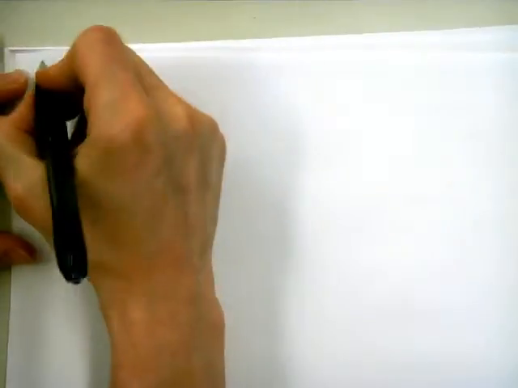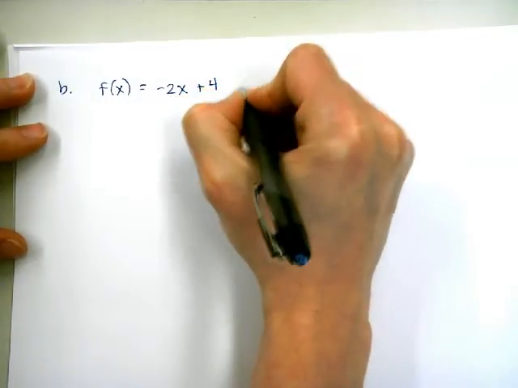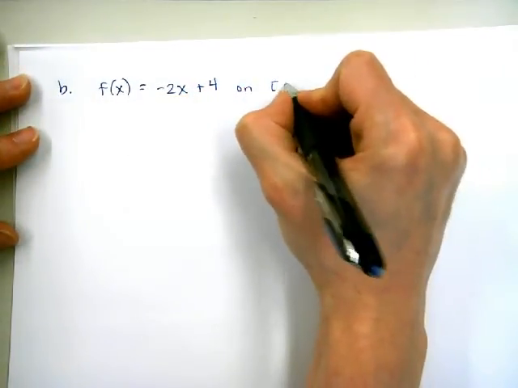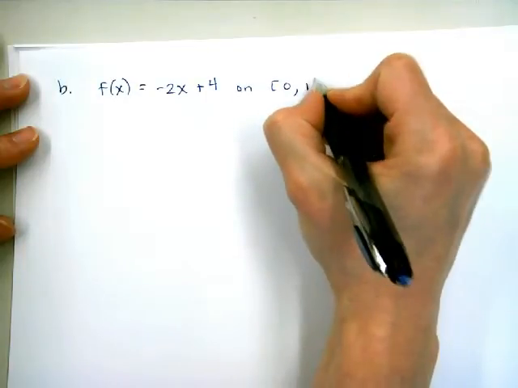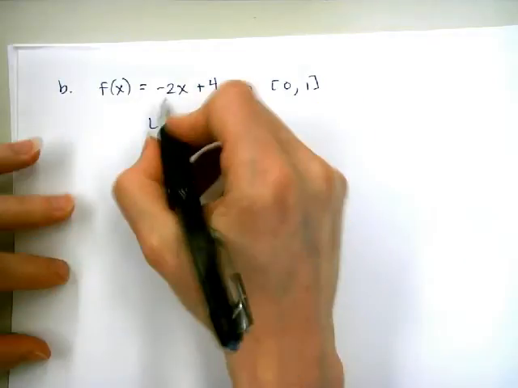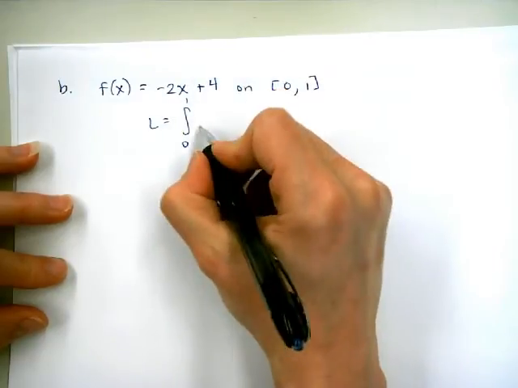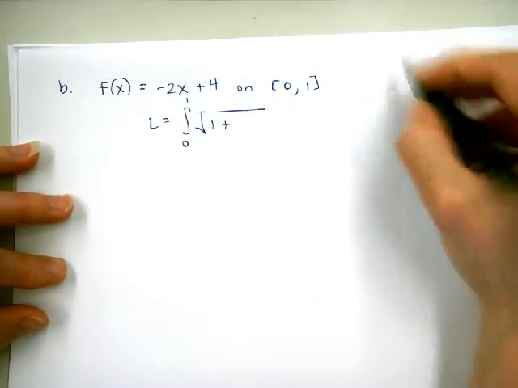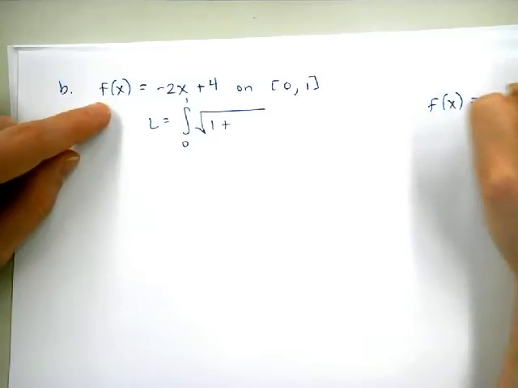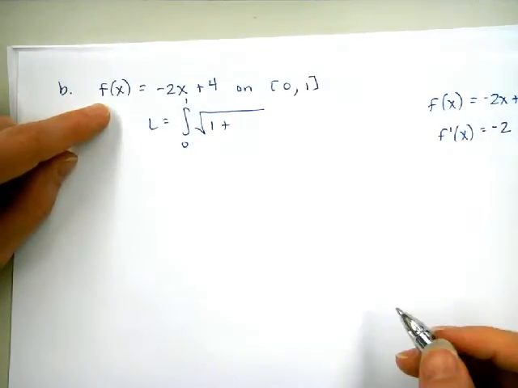Let's do one more example. Okay, this will be B. Let's take a look at the function negative 2x plus 4 on the interval from 0 to 1. And let's just start by using the formula. So L equals the integral from a to b, so 0 to 1, of the square root of, now 1 plus the derivative squared needs to go here. So my function is negative 2x plus 4. The derivative would be negative 2.